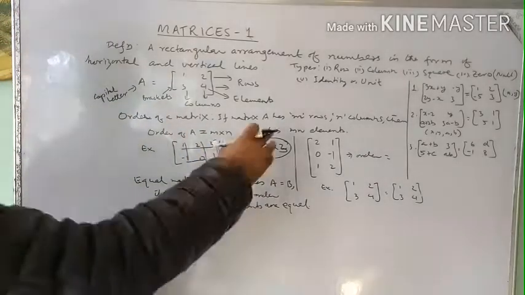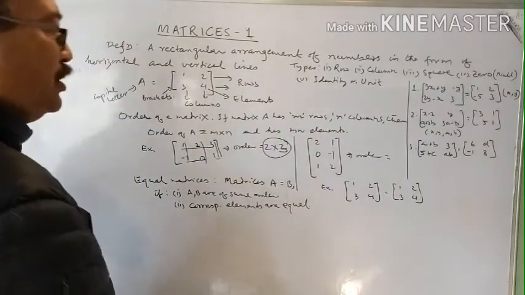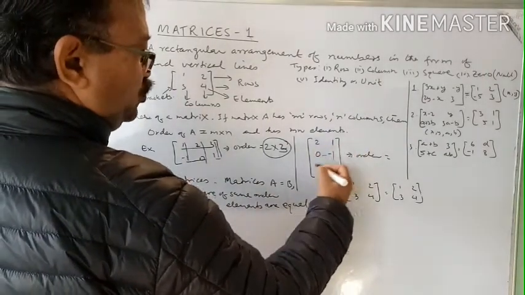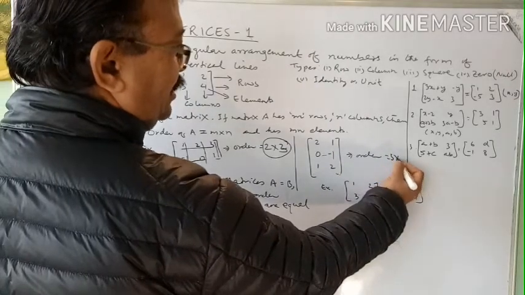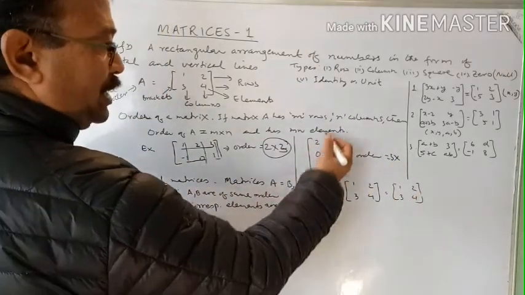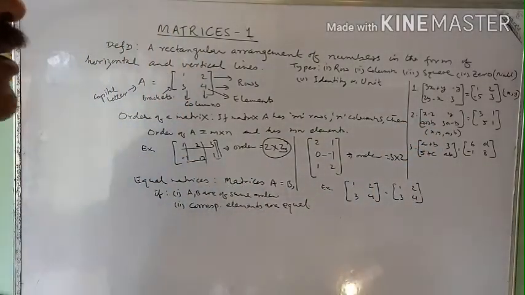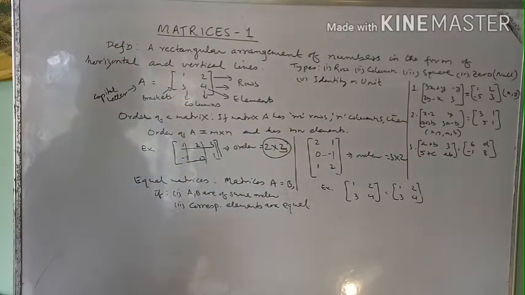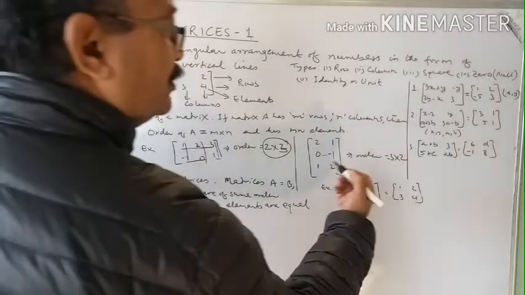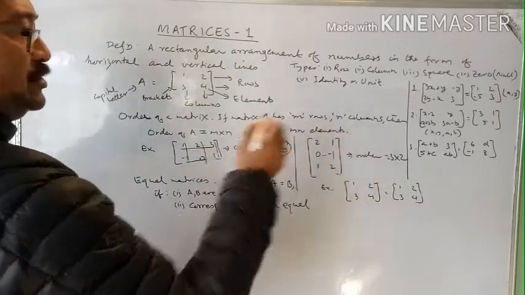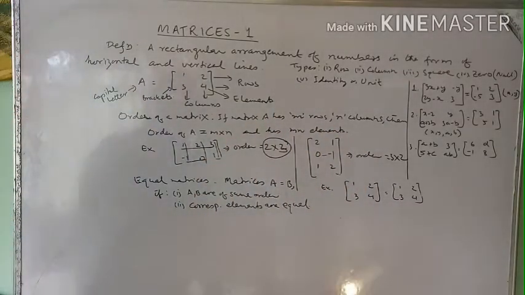Similarly, in the second example, how many horizontal lines are there? 1 2 3, so 3 rows. And how many columns? 1 2, so 2 columns. So the order of the matrix is 3 by 2. And how many elements are there? You can multiply 3 into 2, that is 6. So 1 2 3 4 5 6, there are 6 elements.